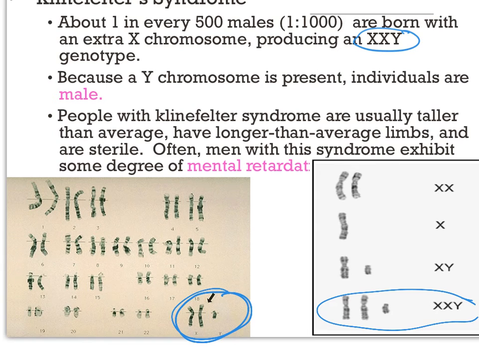Okay, so this would be Klinefelter's. The bottom, this would be a normal male, this would be a normal female, and this would be Turner syndrome. Okay, so anyway, with Klinefelter syndrome, they're usually taller than average, they have longer than average arms and legs, they're often sterile because they might have, like I said, conflicting hormones.